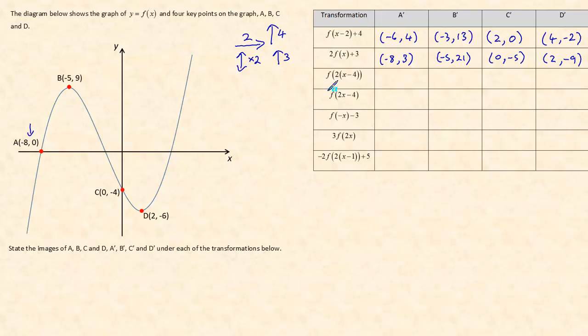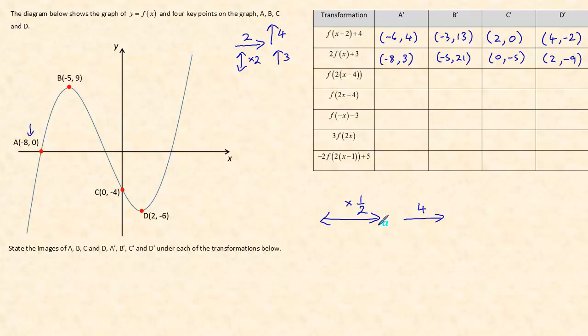Now for this next one, these things are both inside the function, so they'll affect x-coordinates, not y-coordinates. Now if it's like this, where it's in a factorized form with the 2 outside, it does exactly what you'd expect. So in other words, we've got a scale factor 1/2 on the dilation, and then we move 4 to the right.